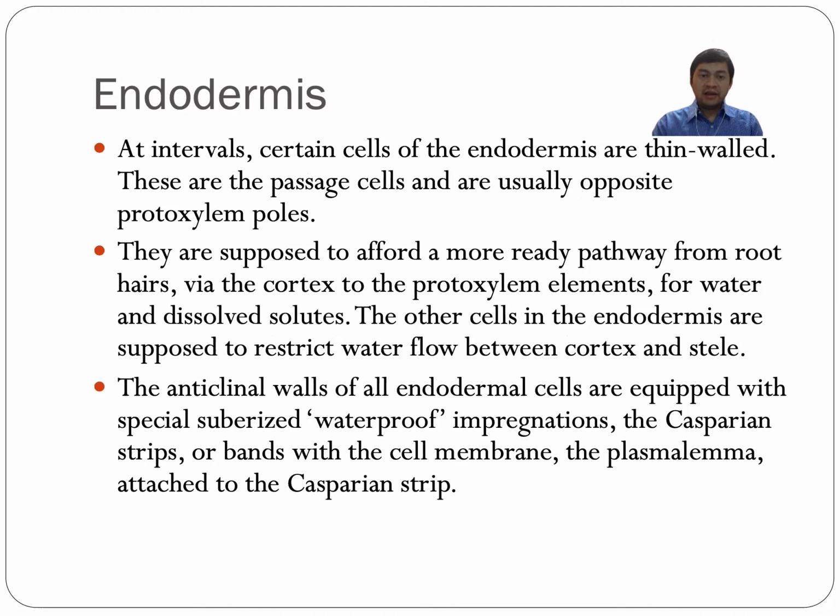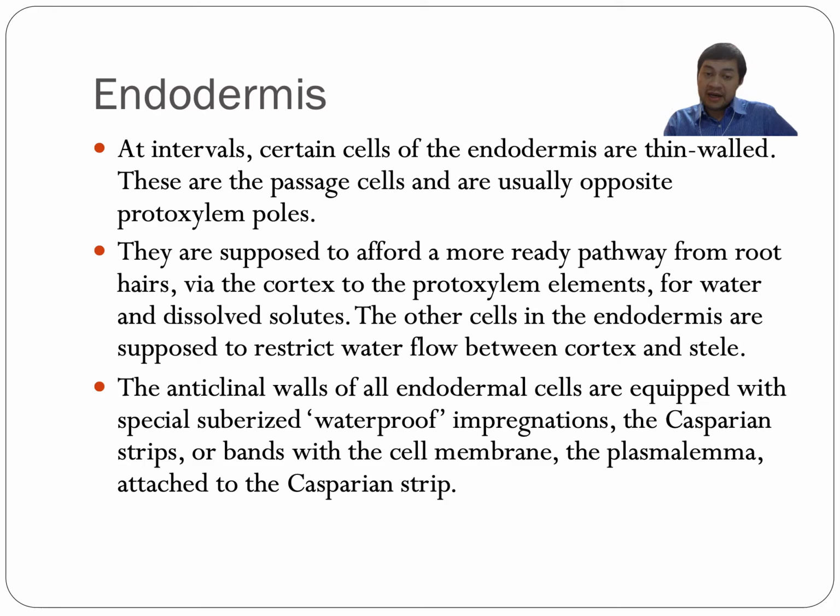At intervals, certain cells of the endodermis are thin-walled. These are the passage cells and are usually opposite the protoxylem poles. They are supposed to afford a more ready pathway from root hairs via the cortex to the protoxylem elements, especially for water and dissolved solutes.